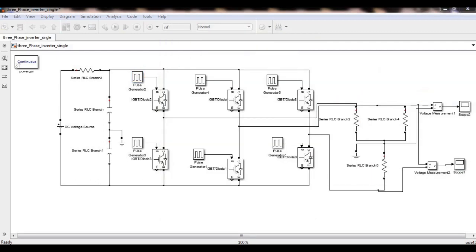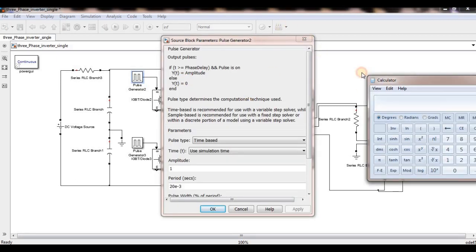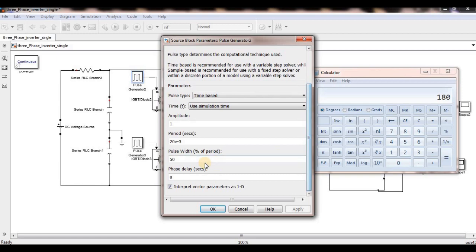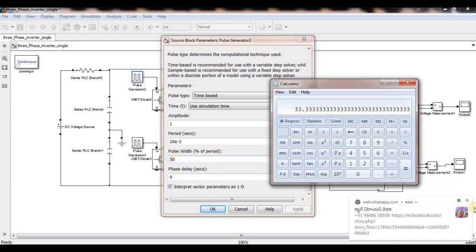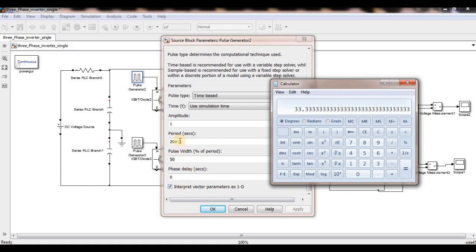So I will calculate for the 120 degrees conduction mode. This 50 I have to change now. For 50% meaning 180 degrees, I can calculate up to 120 degrees: 120 by 180 into 50%, so 33.33% has to be applied for my pulse width.